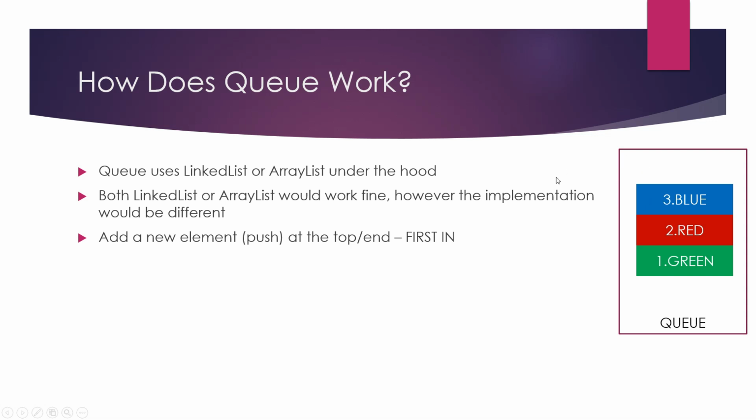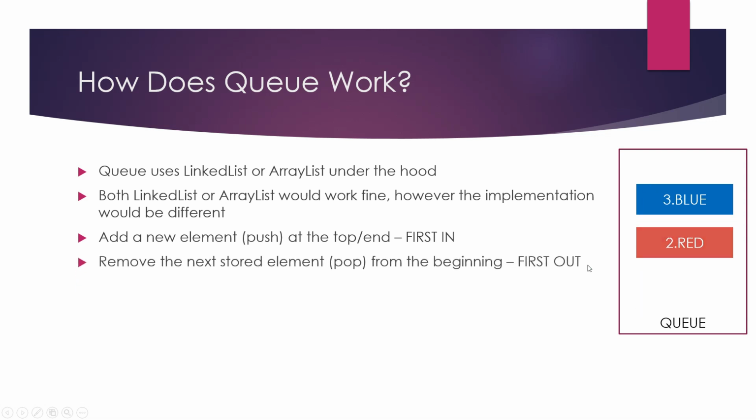What happens if we want to remove an element? Remember that we have the term first in, first out. So we need to find the first element that should be removed. The first element is 1 here, which is green. So we're going to remove at the bottom. And the next element to be removed after the green is red, because that's the second element, and the third, and so on. So if we remove an element, we're going to use the term pop.